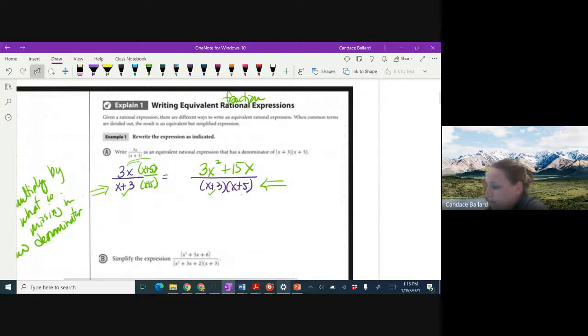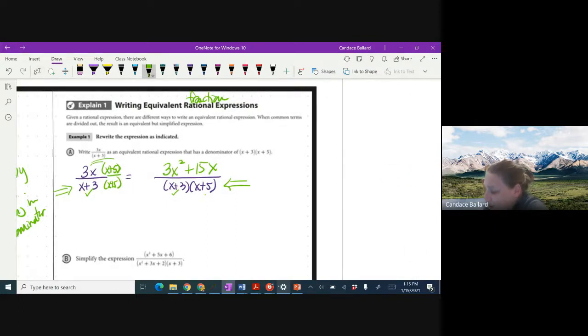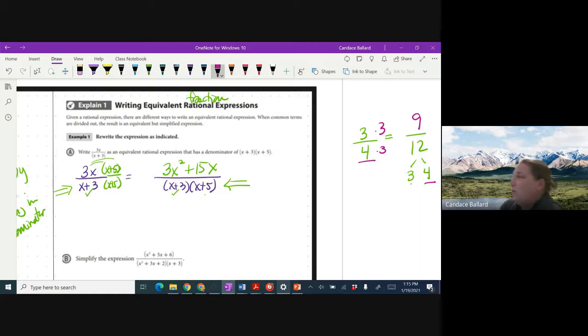Okay. I'm going to take one step back here. It's the same thing as if I wanted to make 3/4 equivalent to something over 12, okay? I know that 12 is 3 times 4, so I would have to multiply top and bottom by 3. So it's the same thing as making an equivalent fraction. We're just taking a polynomial and putting it into the fraction.